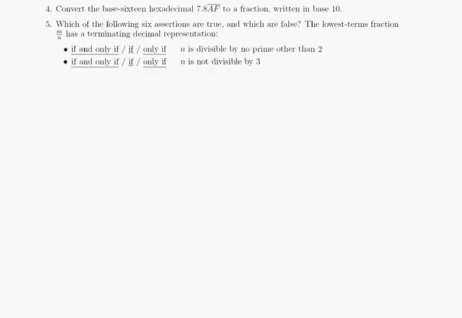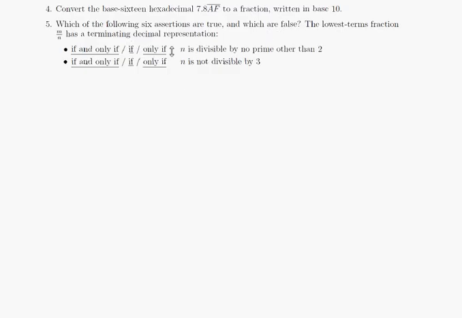Let me talk about two of the problems that appeared on the exam review. Convert the base 16 hexadecimal 7.8AF bar into base 10, and also problem number 5. Let me start with problem number 5 first, just because it's easiest. Which of the following 6 assertions are true and which are false?